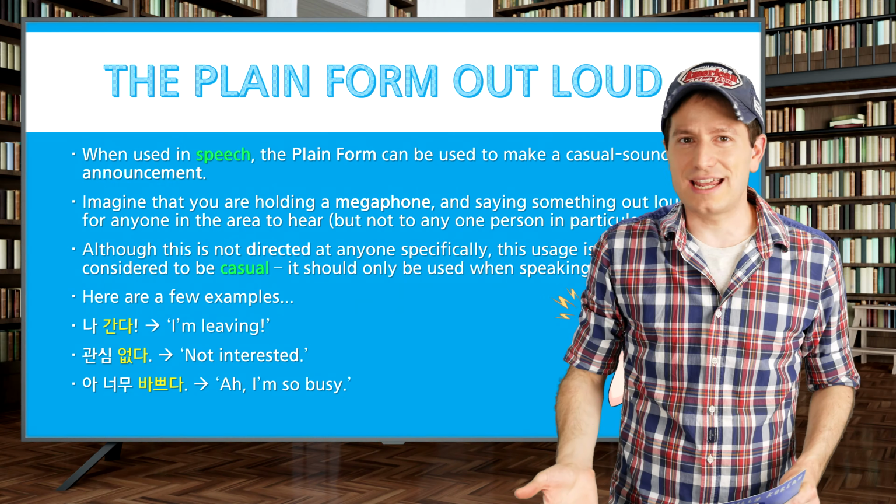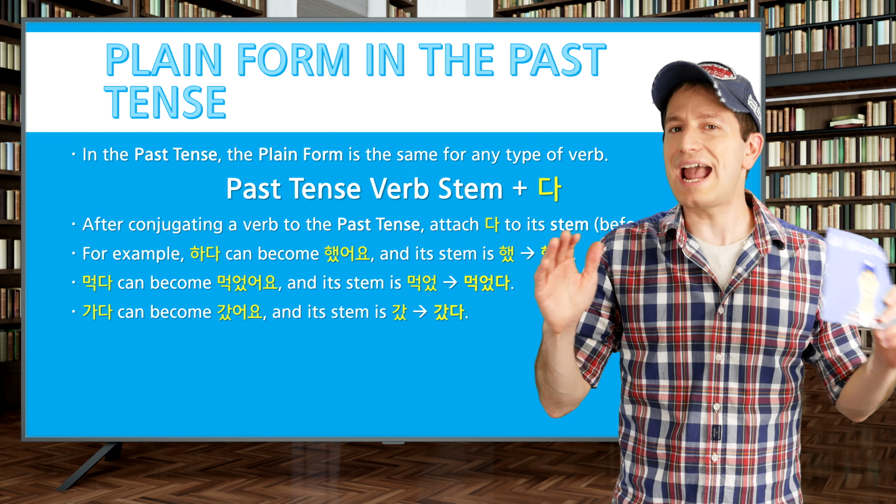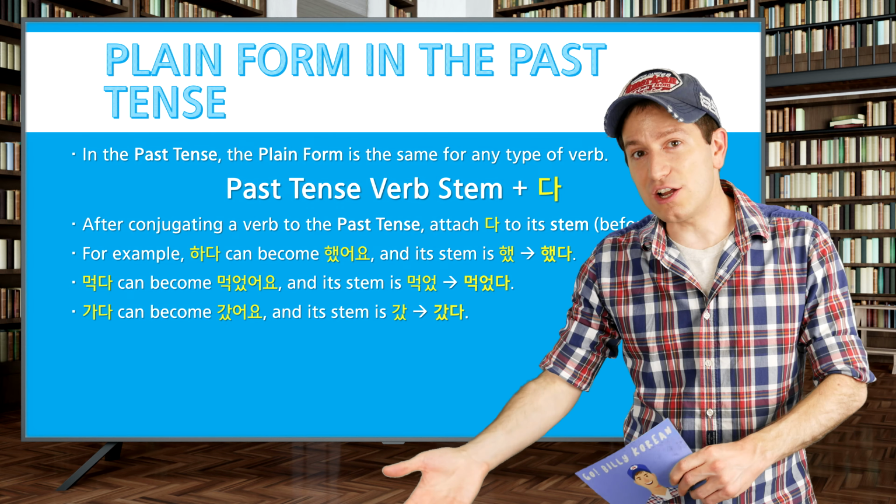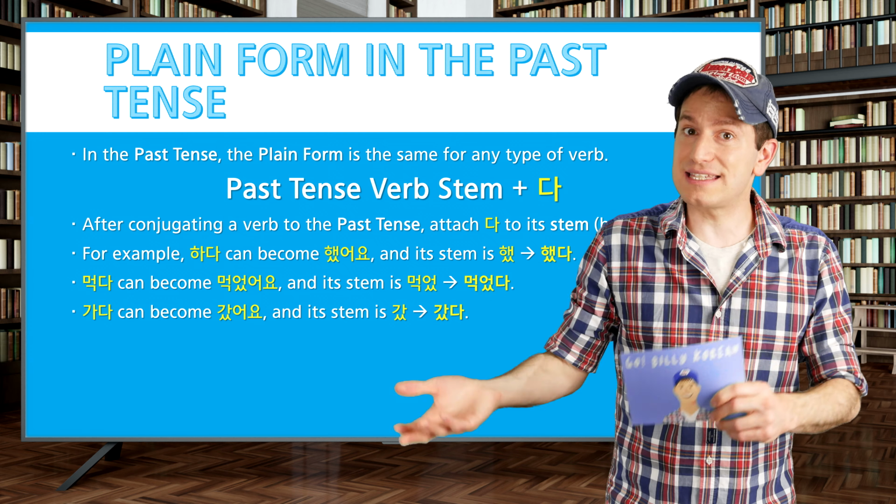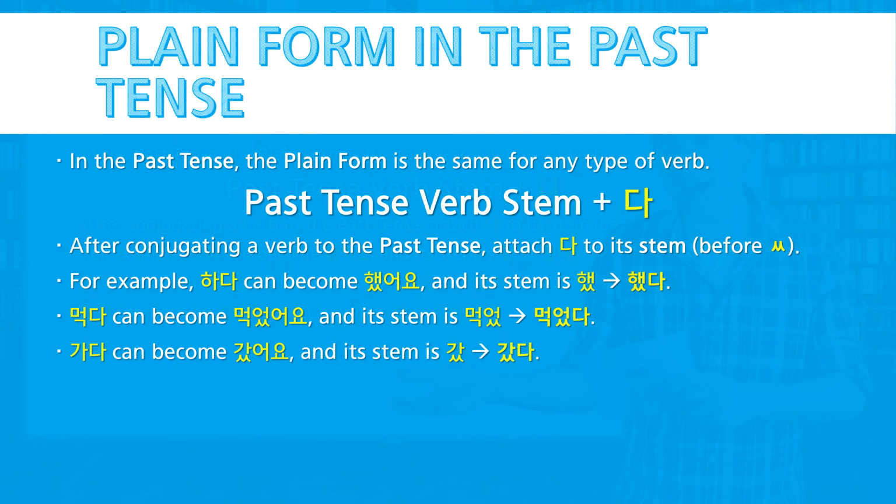And in the past tense, the plain form will be the same for any type of verb. Simply conjugate it to the past tense, get the stem as regular, and attach 다. For example, 하다 can become 했어요, and its stem is 했, so it becomes 했다. 먹다 can become 먹었어요, so it would become 먹었다. And 가다 can become 갔어요, so this would become 갔다.